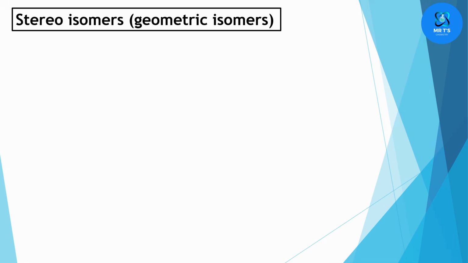Okay, so this video is going to go over stereoisomers or geometric isomers. By the end of this video, you want to be able to draw and recognize geometric isomers and explain why they can be geometric isomers or stereoisomers. Okay, so let's just have a talk about it for a start.